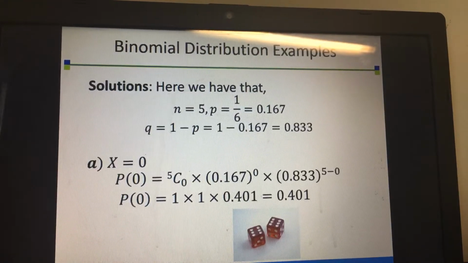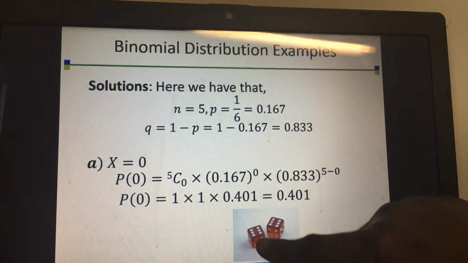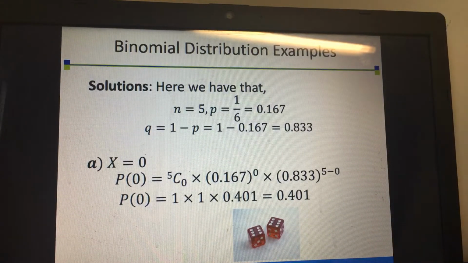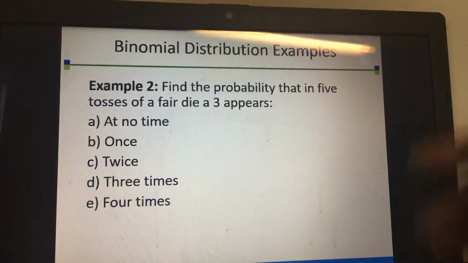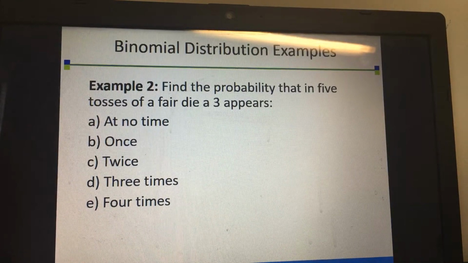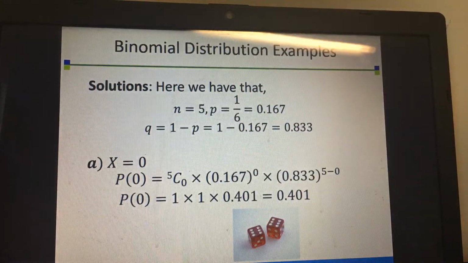Okay. Let's see a dice right there. Now I can see that you have 3, 5, 6. You have 1, 2, 3, 4, 5, 6 sides. So this one dice will be tossed 5 times, so that our n is 5.